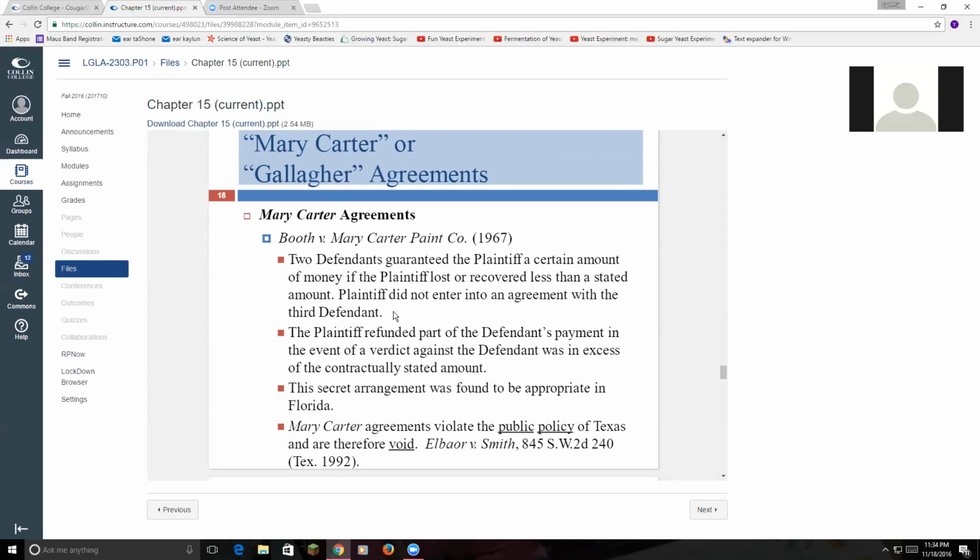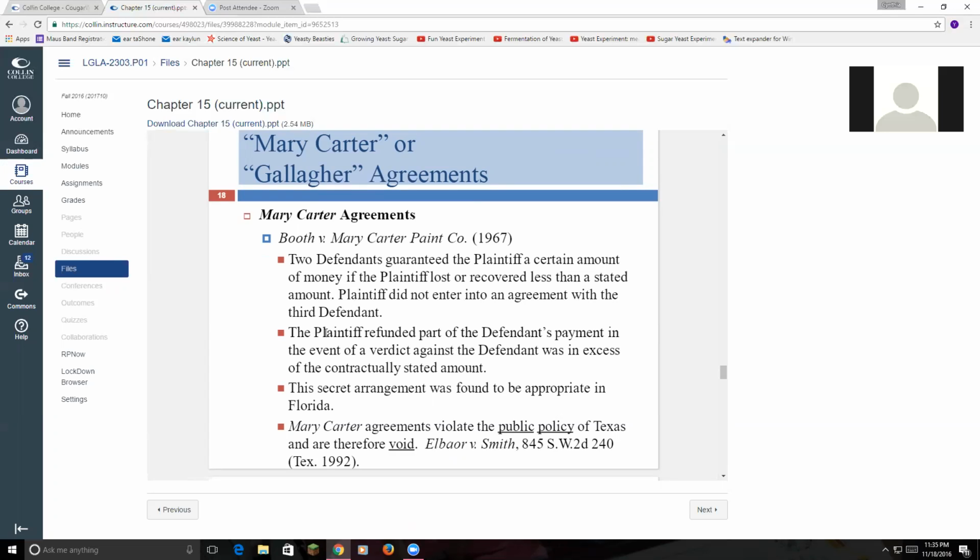But what happened here was that they agreed to pay the paint company, or I guess maybe it was Booth. I can't remember who's who in this case, but the defendants agreed to pay the plaintiff a certain amount of money if the plaintiff wasn't able to get a certain amount from the third defendant. So that part isn't that controversial, or isn't that unusual. It's kind of a high-low deal.